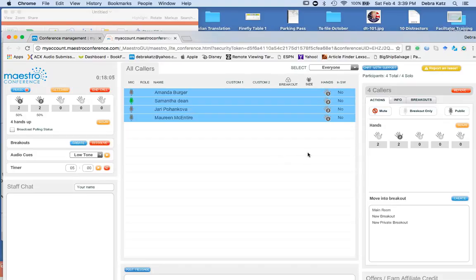Okay, I think I'm ready to show you the breakout rooms. But does anyone have any questions about this yet? About anything I've talked about?